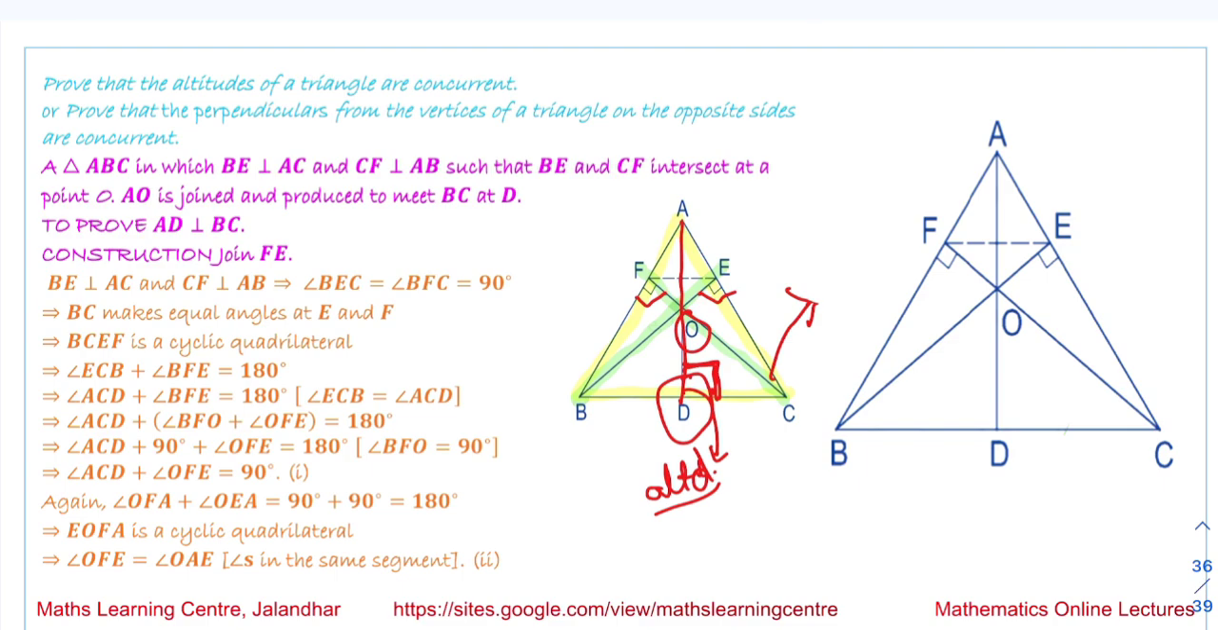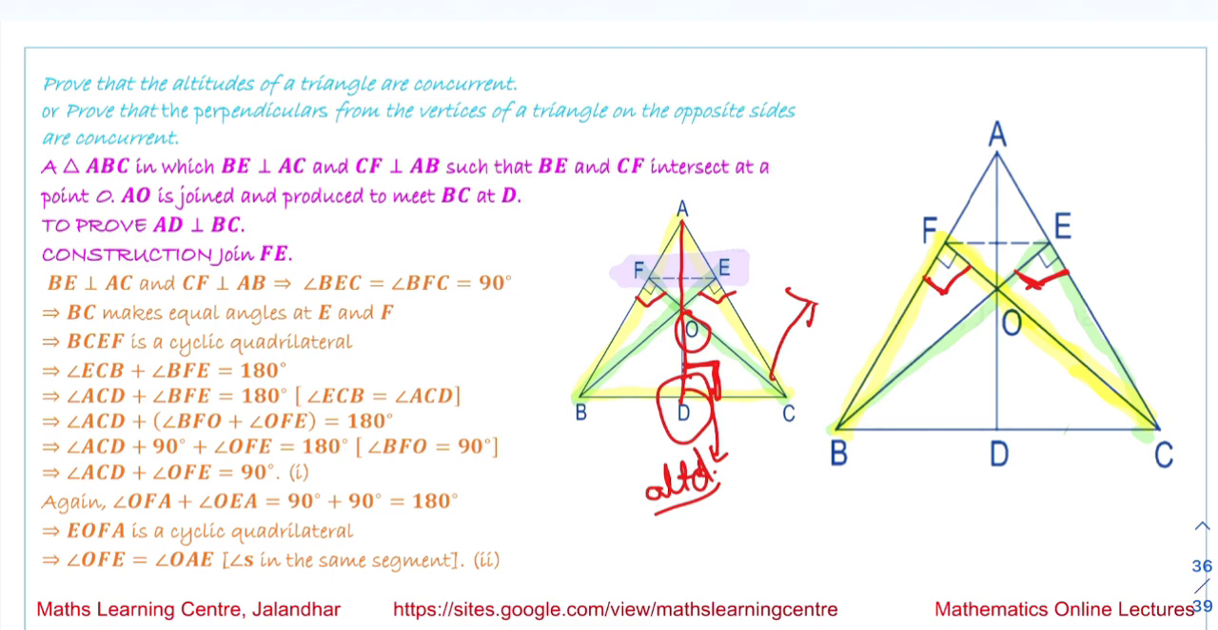So to prove this, we are going to do a construction where we join these 2 points F and E. Now if we look at these angles over here, one is BEC, and the second angle is BFC. Both these angles at this point are of 90 degrees. It means they are equal.